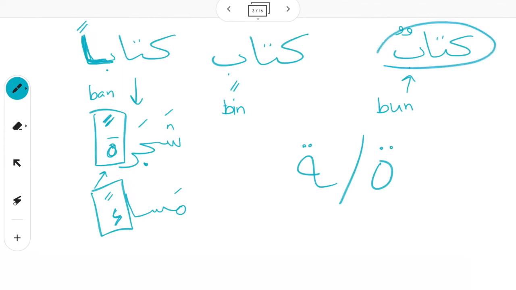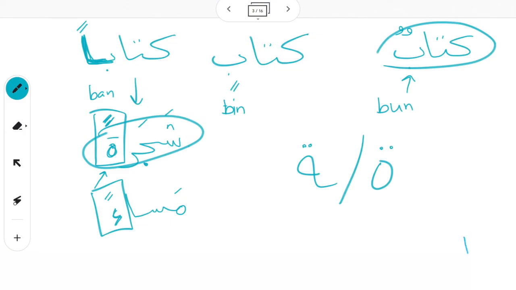So the word kitab for book, is that a feminine word? No, because it doesn't end in a ta' marbuta. But the word for tree, shajara, is it a feminine word? Yes, it is, because it ends in a ta' marbuta. Words that refer to human, so these 2 are objects, words that refer to human can take both genders.